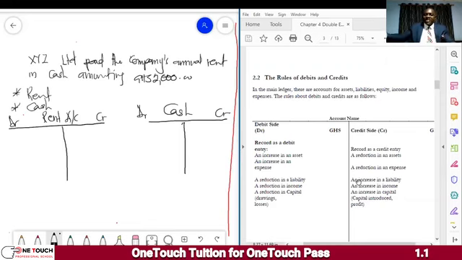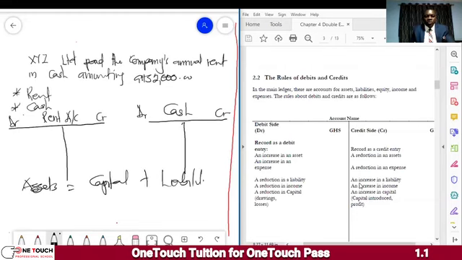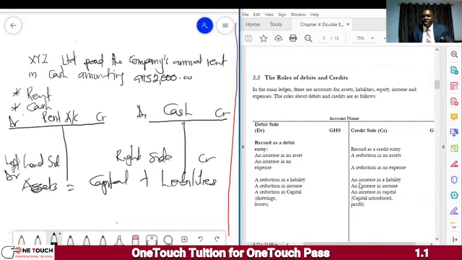That should tell you that liabilities are what? Credit balances. Because when we look at the accounting equation, what did we say? We said that the assets of a business is equal to capital plus liabilities. Now, if you look at this equation carefully, you can see that there are two sides to the equation. We have the left-hand side, and we have the right-hand side. Clearly, the left-hand side is the debit, and the right-hand side is the credit. Okay, good.